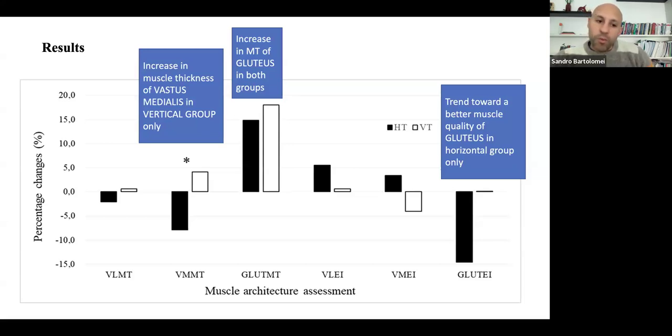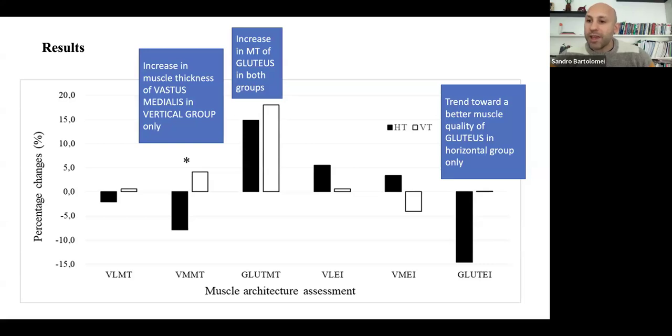Okay, the other group did 6 weeks of training without squat. Consider that these participants were highly trained and typically performed squat twice a week. So by removing the squat, they obtained a 7% decrease in the thickness of the vastus medialis. So think about how important it is to include exercises for the vastus medialis in women.